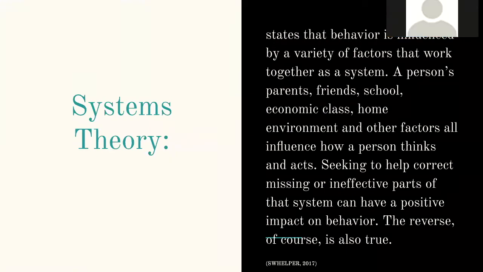Systems theory states that behavior is influenced by a variety of factors that work together as a system. A person's parents, friends, school, economic class, home environment, and other factors all influence how a person thinks and acts. Seeking to help correct missing or ineffective parts of that system can have a positive impact on behavior. The reverse, of course, is also true.